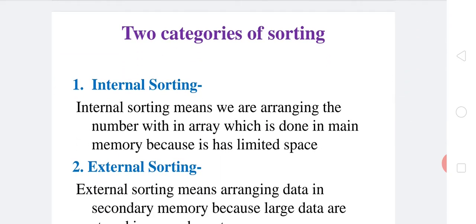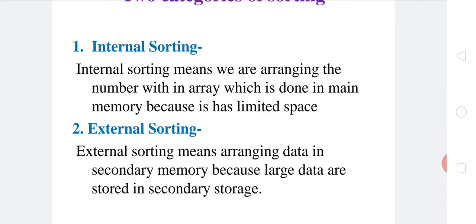Then we will discuss the next point, which is two categories of sorting. The first category is internal sorting. The second category is external sorting. Internal sorting means we are arranging the numbers within an array, which is done in main memory because it has limited space. As you know, internal sorting is done inside main memory, which is called primary memory or RAM, random access memory. Basically, the size of the array is small, that's why internal sorting is done inside primary memory, which is called main memory.